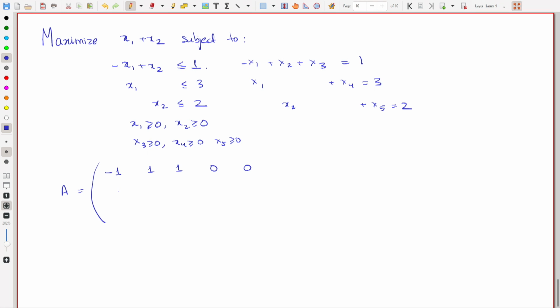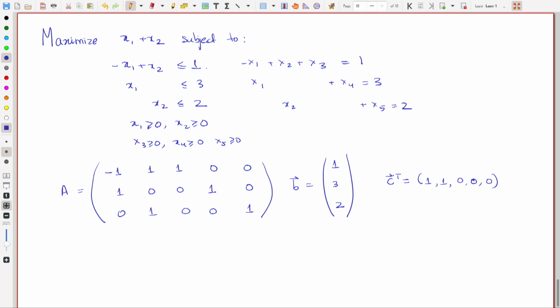0 0, 1 0 0 1 0, 0 1 0 0 1, B is 1 3 2, C transpose is x1 x2 0 0 0, x1 plus x2, right.